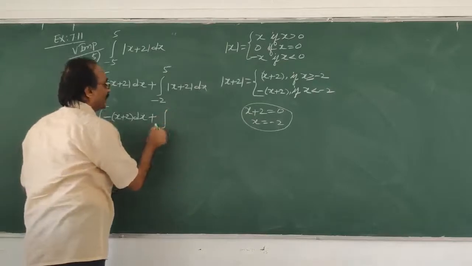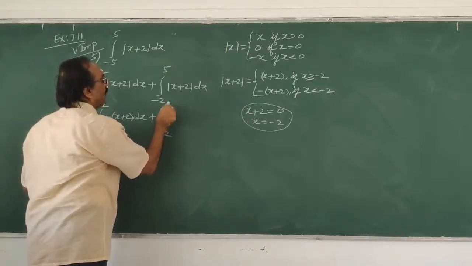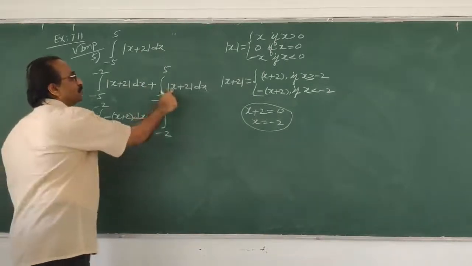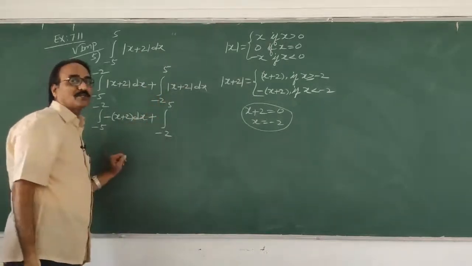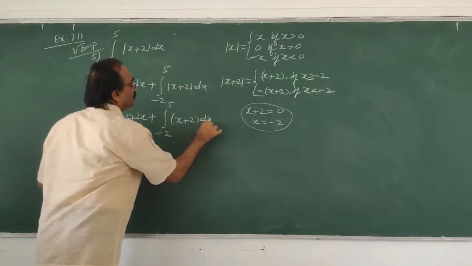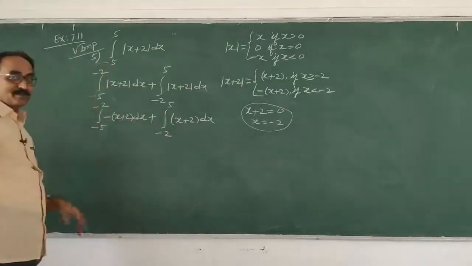Plus integral minus 2 to 5. In between minus 2 and 5, an easy number is 0. x plus 2, 0 plus 2 is 2, positive, remove mod and write positive x plus 2 dx. This is a very important problem in the exam.